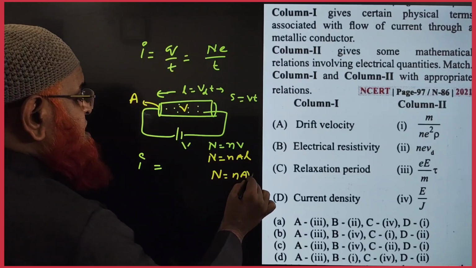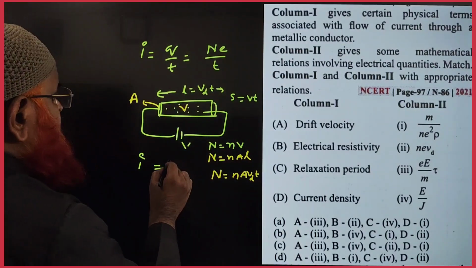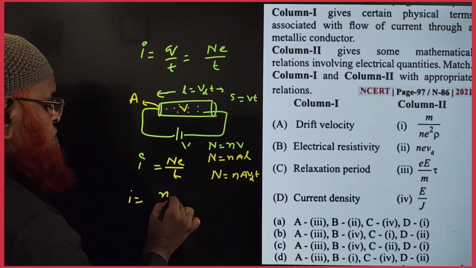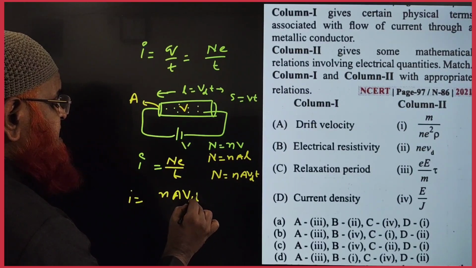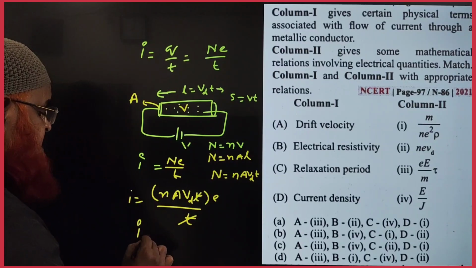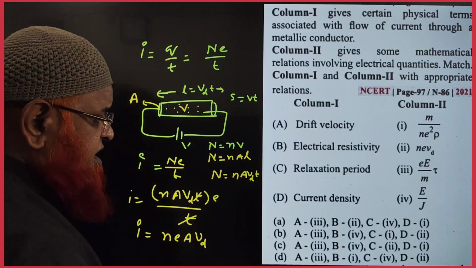Here length is nothing but drift velocity into time. So according to our formula, N E by T is our formula. In the place of N, you have to write N A Vd into T into E divided by T. So T gets cancelled. I is nothing but N E A Vd. This is the formula for current here.